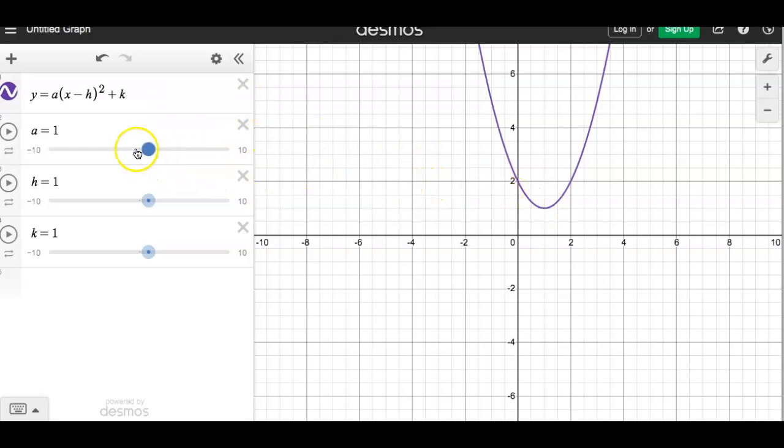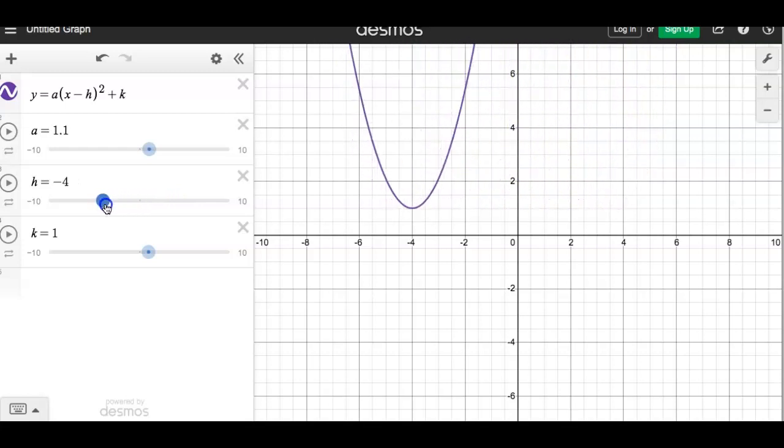You guys can do this in Desmos and make yourself one of these. You can move the a around. You can move the h around. That moves it left and right. Again, when h is negative, like let's say it's negative 4, if I put that in here, it's x minus negative 4. We're subtracting a negative, that's the same as adding a positive. It would say x plus 4. So when it says x plus 4, you move it to the left 4.